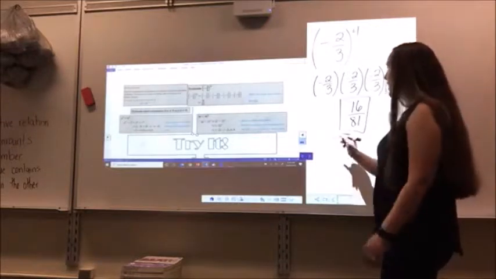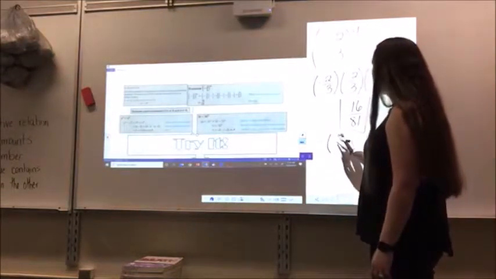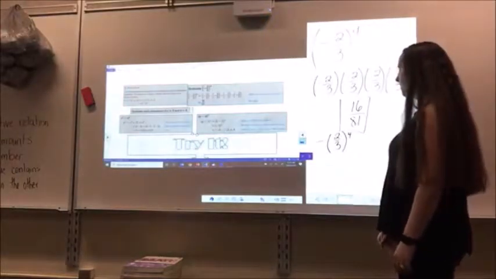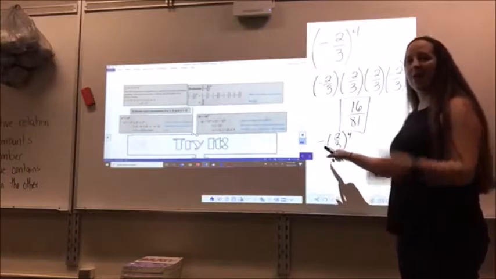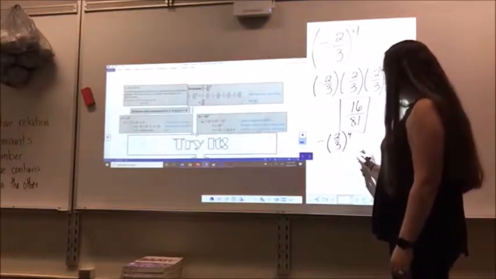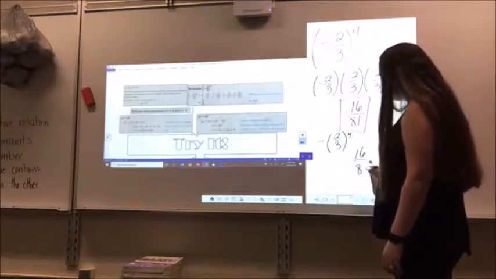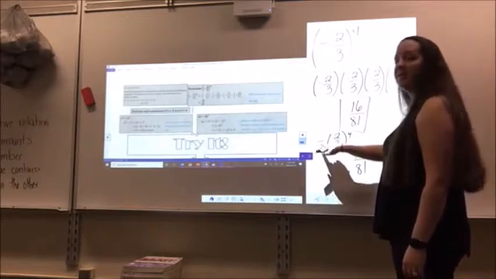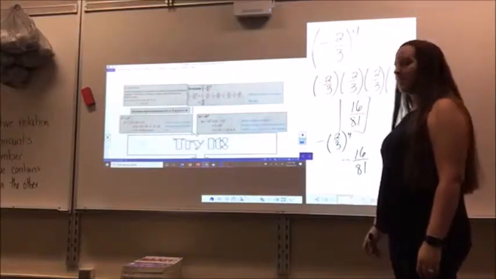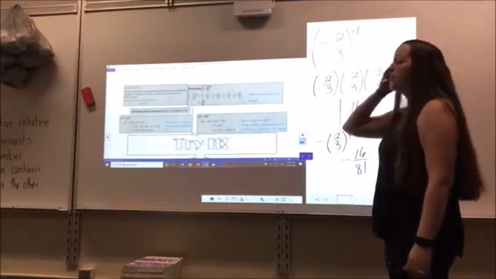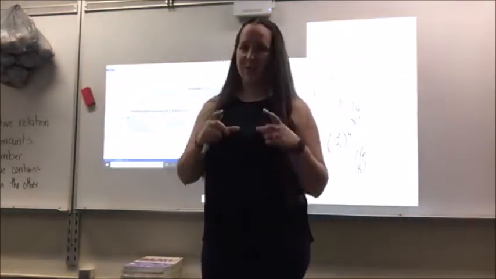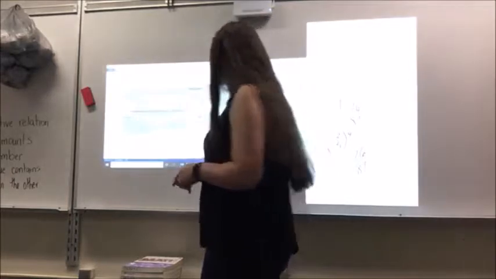Now, if I had negative 2/3 raised to the 4th power, notice the negative is outside the parentheses this time. I would still get this 16 over 81, but because the negative is outside, I would have a negative answer. So you just want to make sure when you're multiplying things inside parentheses that you're copying exactly down what's inside those parentheses.